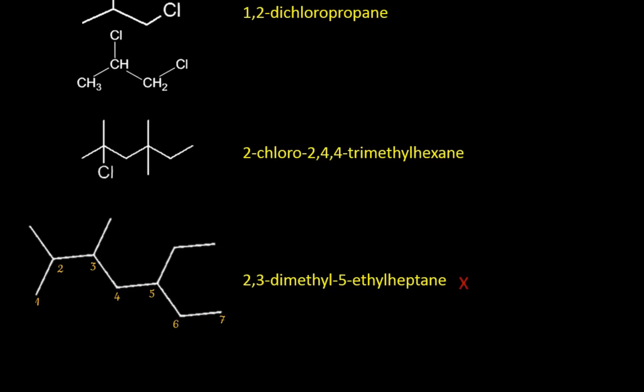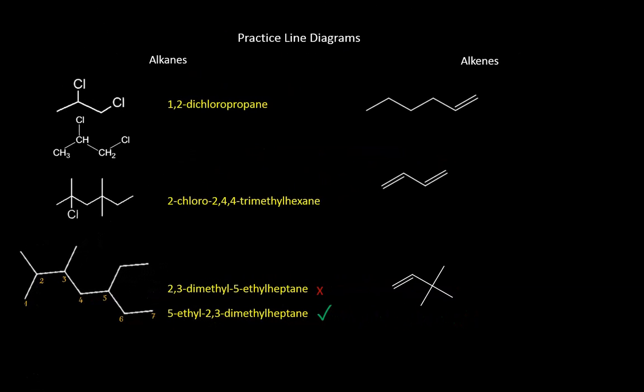It's not in alphabetical order. Ethyl comes before methyl. It's important to note that prefixes do not count for alphabetizing. You may have thought the D in di would make dimethyl come before ethyl. Since prefixes are ignored for this, the correct name is 5-ethyl-2,3-dimethylheptane. Now try these alkenes. Here are the answers.